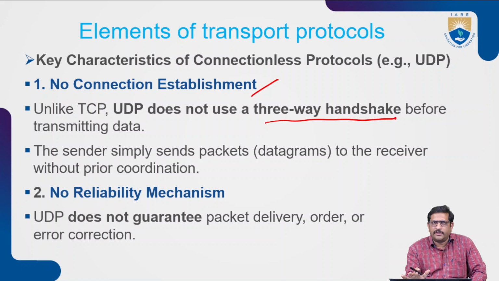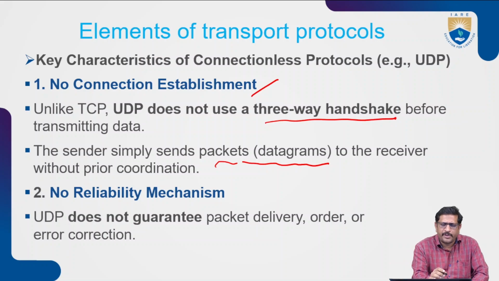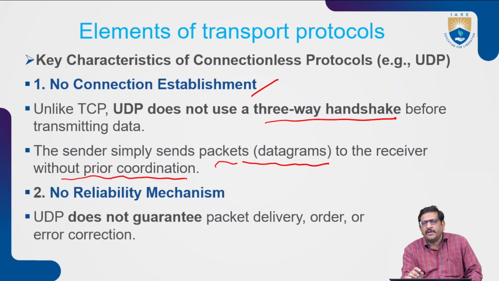That is a connectionless protocol. The sender simply sends the packets, which are datagrams. In UDP, the packets can be arranged in the form of datagrams. So these datagrams are sent to the receiver without prior coordination, without a connection, directly to the receivers. There are no reliability mechanisms.